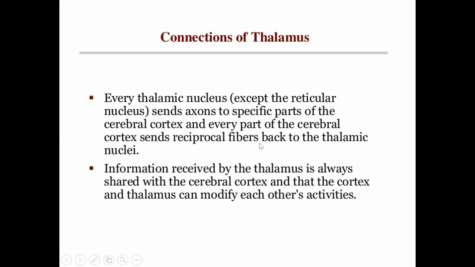That is called the thalamo-cortico-thalamic tract. Okay, and information received by the thalamus is always shared with the cerebral cortex, and the cortex and thalamus can modify each other's activity. So these are the two most important things about the connections of the thalamus, because of the thalamo-cortico-thalamic tract.